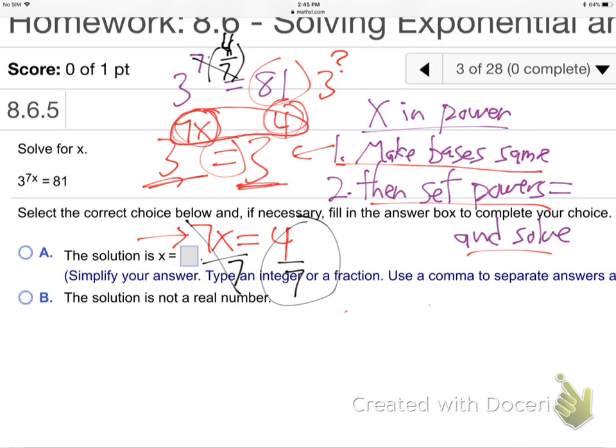How does math always do that? How did it know 4 sevenths? Because we're using logic. 28 sevenths is 4.